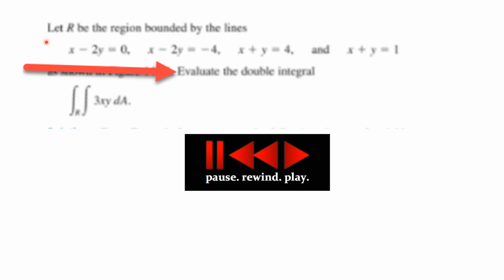Let's do another problem. Let R be the region bounded by the lines x − 2y = 0, x − 2y = −4, x + y = 4, and x + y = 1. And we want to evaluate the double integral over R of 3xy dA. Now notice that you have strong motivation for what to pick as your new variables. You know what to do.